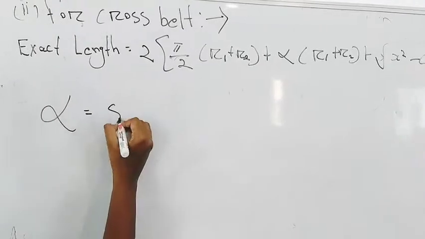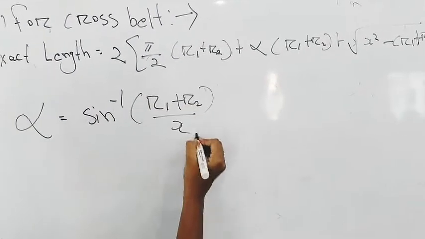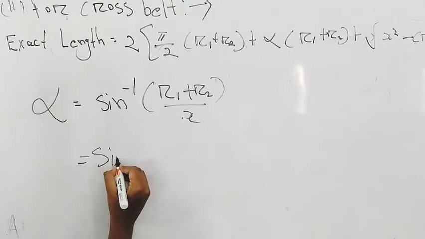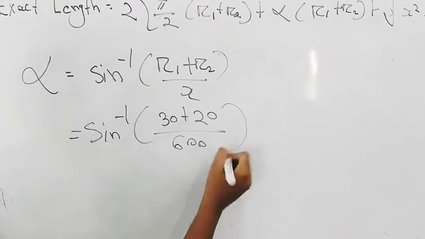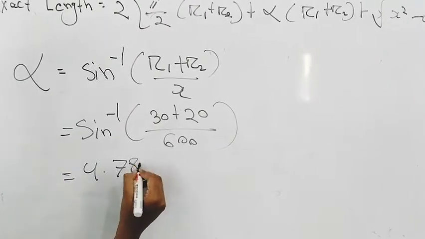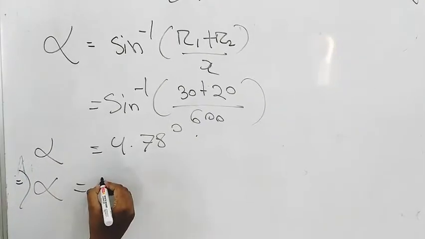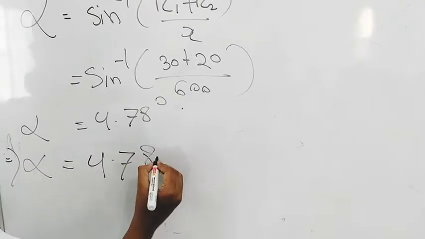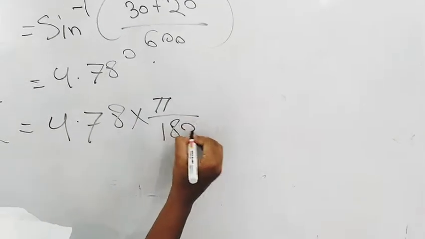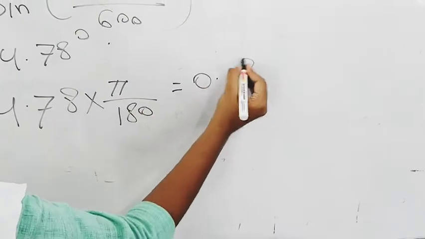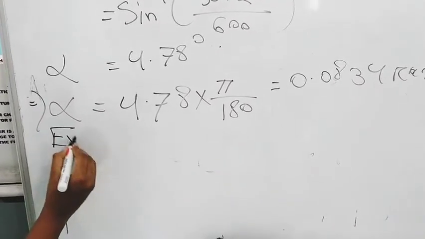So alpha is equal to sin inverse of (r1 plus r2) divided by x, which is sin inverse of (40 plus 20) divided by 600. The answer will be 4.78 degree. So we are converting degrees to radians, multiplying by pi by 180, which gives 0.0834 radian.